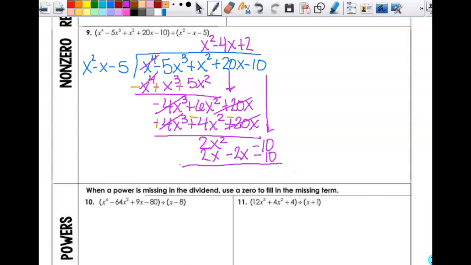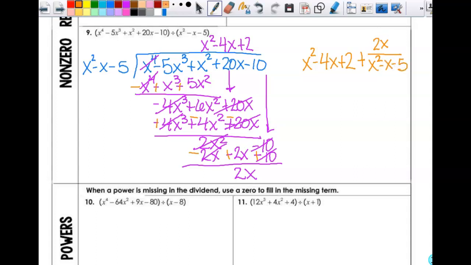Then I go and change my signs just like I do every single time. These zero out. This just comes down as a 2x, and these zero out. So my remainder is just 2x. My answer then is x squared minus 4x plus 2 plus 2x over x squared minus x minus 5.